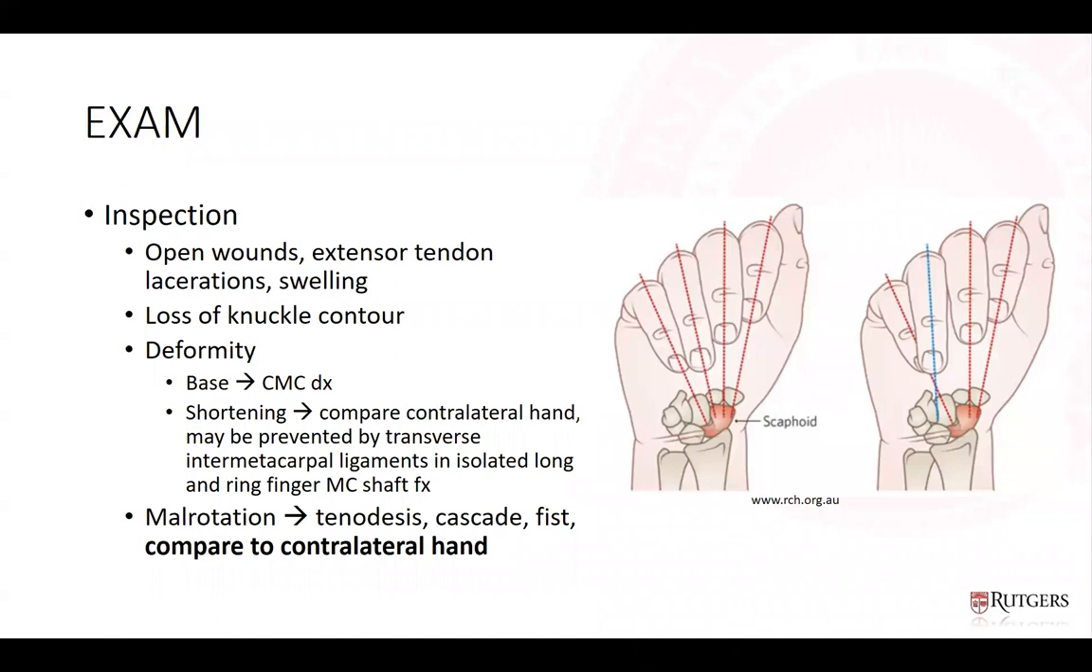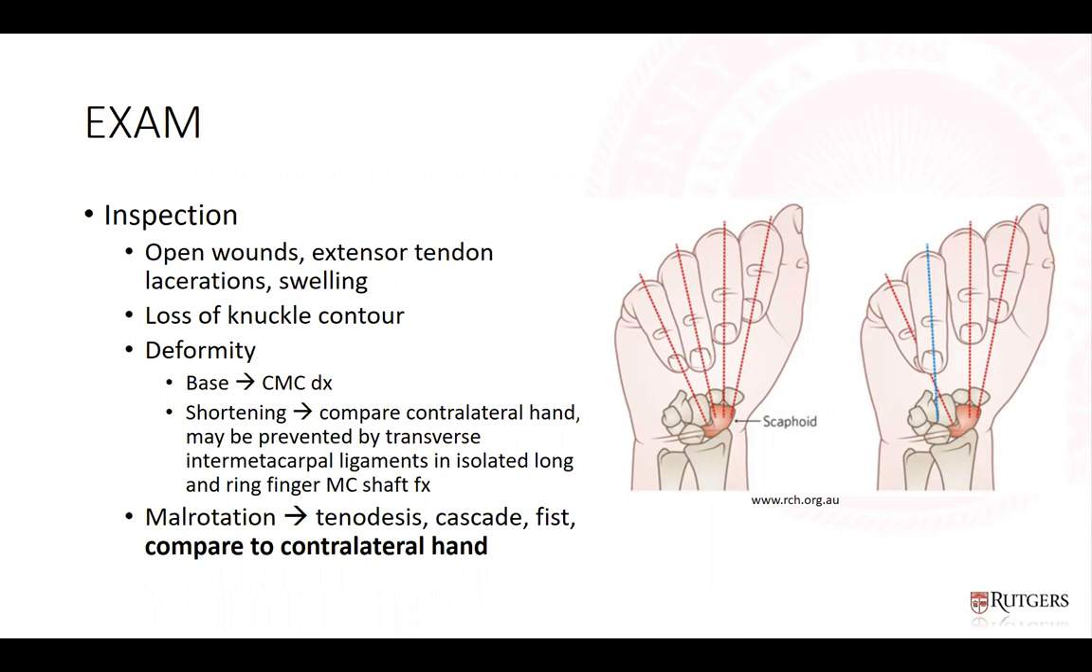Complete evaluation of metacarpal fractures includes a thorough exam and appropriate imaging. As always, it starts with inspection. Careful inspection for open wounds, tendon lacerations, swelling, and loss of a knuckle contour are important. The location of the deformity may indicate where the injury is. Deformity at the metacarpal base may indicate a CMC dislocation. Shortening of a digit may be evident clinically, but is more likely to be noticed on X-ray. Assessing malrotation is of particular importance.